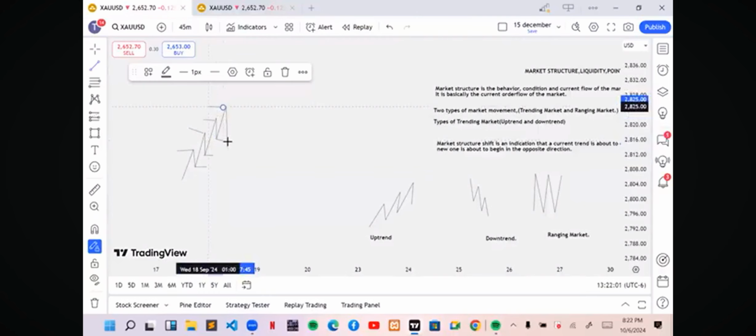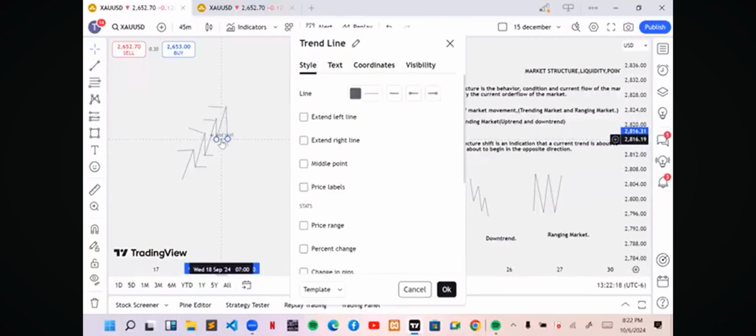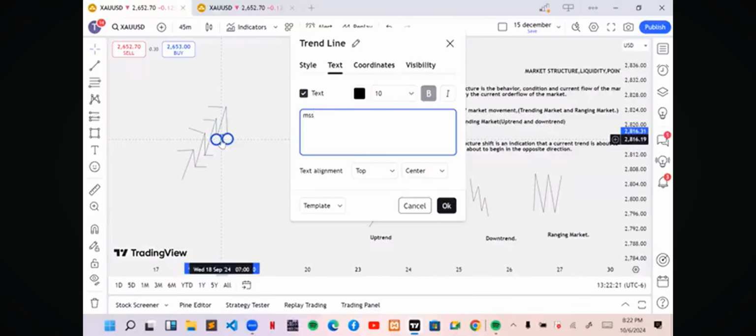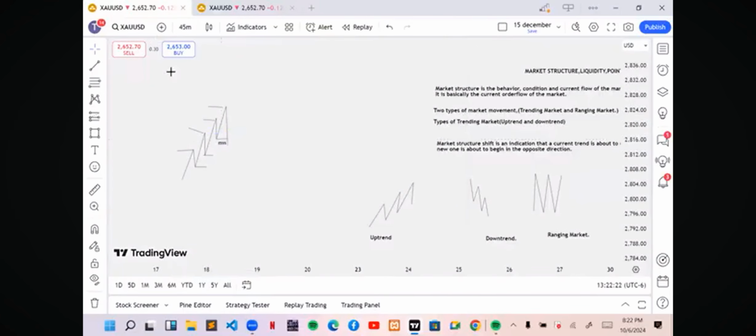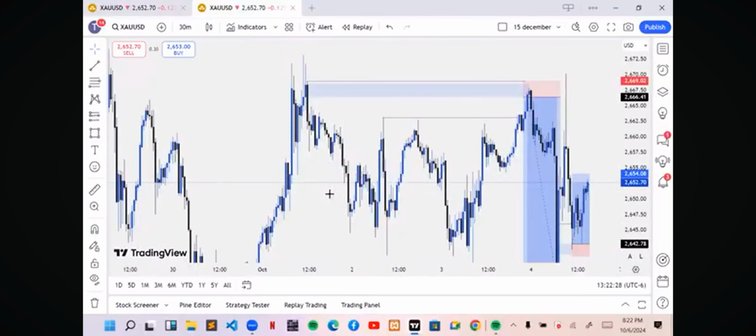Then what did the market do? It broke down this low, meaning that this is no longer an uptrend. It has already changed structure to the downside. So you mark this place out as your market structure shift. That is what this is. Mark it out with MSS. That is what market structure shift stands for, MSS. So let me give a proper indication using the charts.